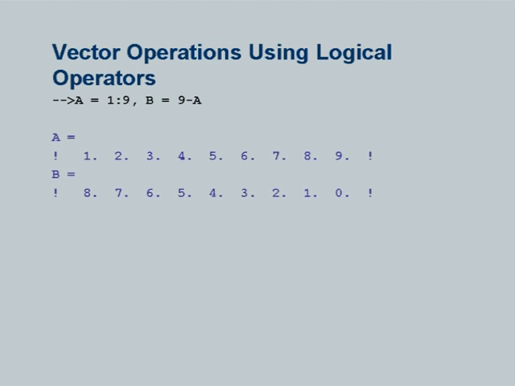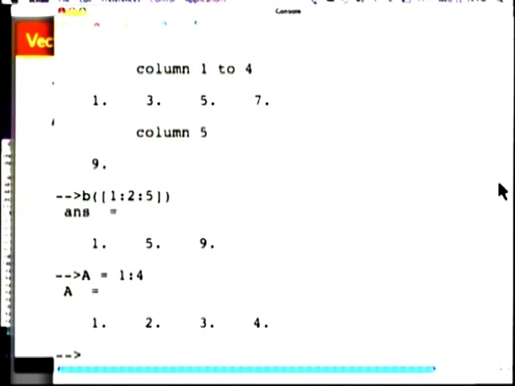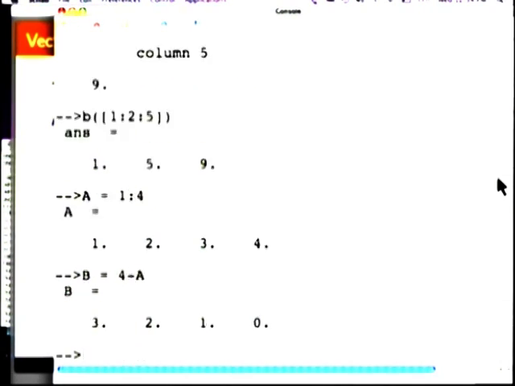Now I want to ask this question, in fact let's see whether you can do this. A equals, let me just say 1 through 4, B is 4 minus A. Now I want to ask this question, is A equal equal B? What will be the answer?